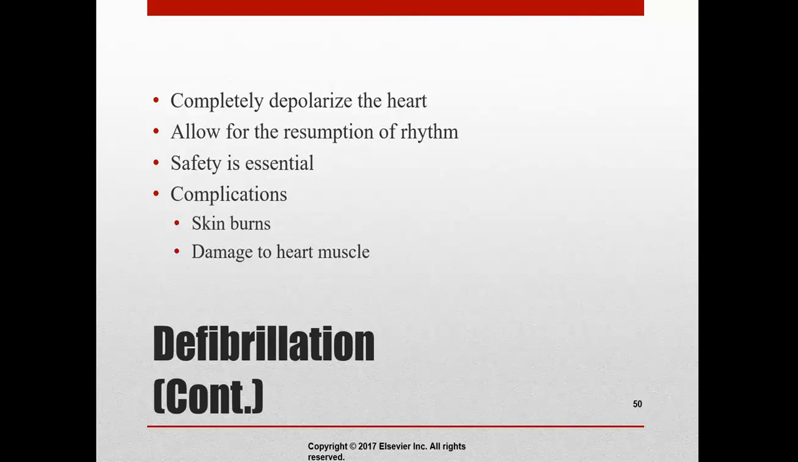So we have to, like I said, completely depolarize the heart, allow for the resumption of the rhythm. Safety is the big thing here. Biggest complications, kind of like with transcutaneous pacing, are skin burns, and then we can also damage the heart depending on how many joules we shock at. We have to implement safety checks to prevent shocking our surrounding nurses, healthcare providers, people like that. So always make sure clear before hitting the shock button, whether it's paddles or with the pads.